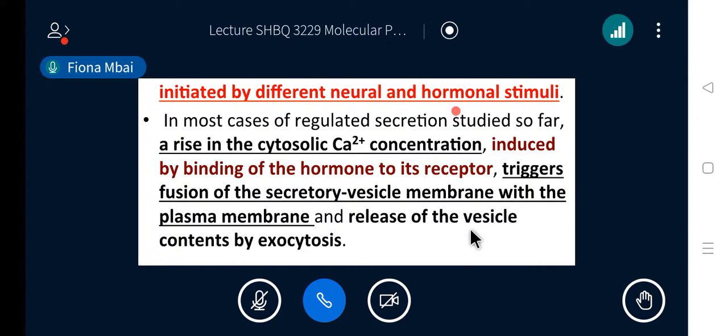So first you have the signal or the stimulus. Once you get the stimulus, you get increased calcium. Once you get the calcium increase, you have vesicle moving to the membrane, to the plasma membrane, where it fuses, and then it ejects and releases the contents. And this is by exocytosis.